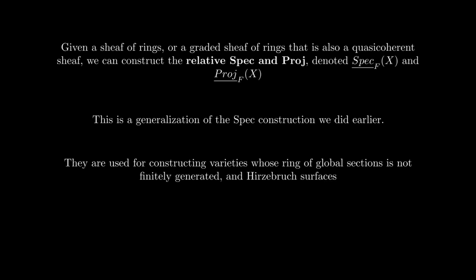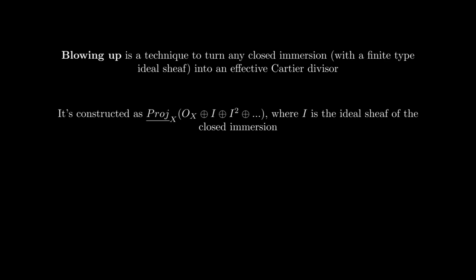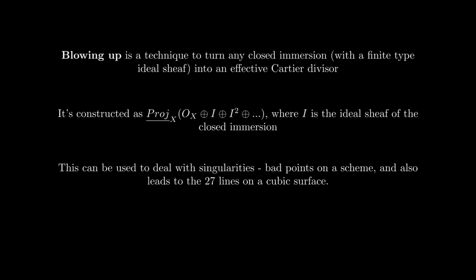We can use these constructions to construct schemes whose rings of global sections is not finitely generated, as well as Hirzebruch surfaces, which are ruled surfaces over the projective line, and blowing up. Blowing up is a way to turn a closed immersion into an effective Cartier divisor. The construction involves relative Proj as shown here. It's used to resolve singularities and is also involved in the proof of 27 lines on a cubic surface.